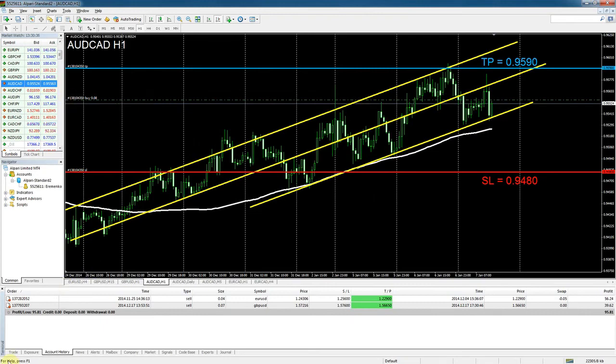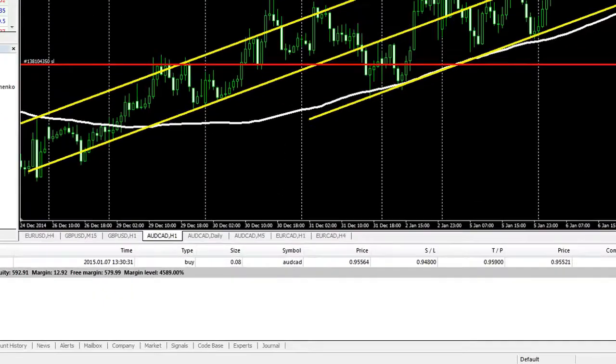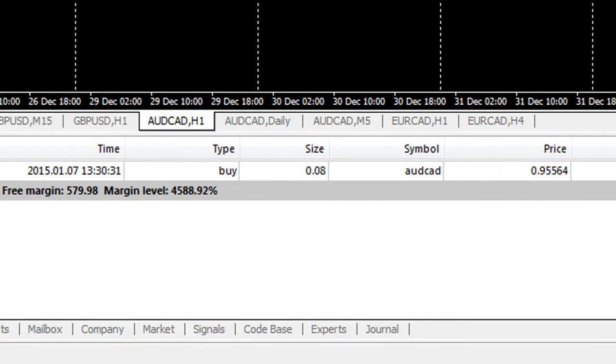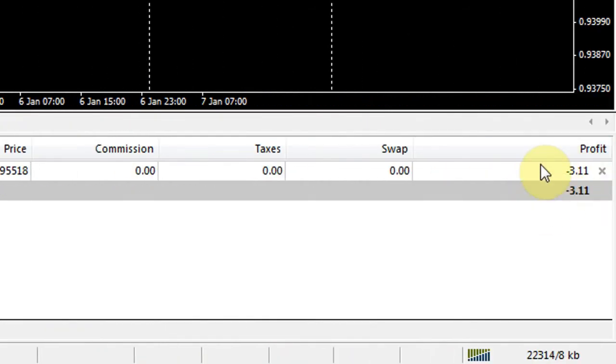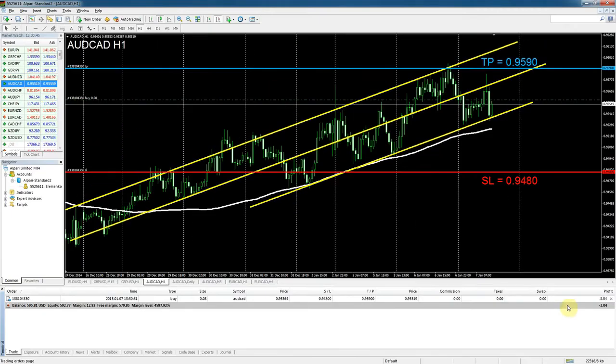0.08 lots. If we go into the trade tab over here, we can see that the order is up over there, and right now we're in a bit of a minus, and that's because of the spread. So we'll leave it at that and check back in, hopefully maybe today.